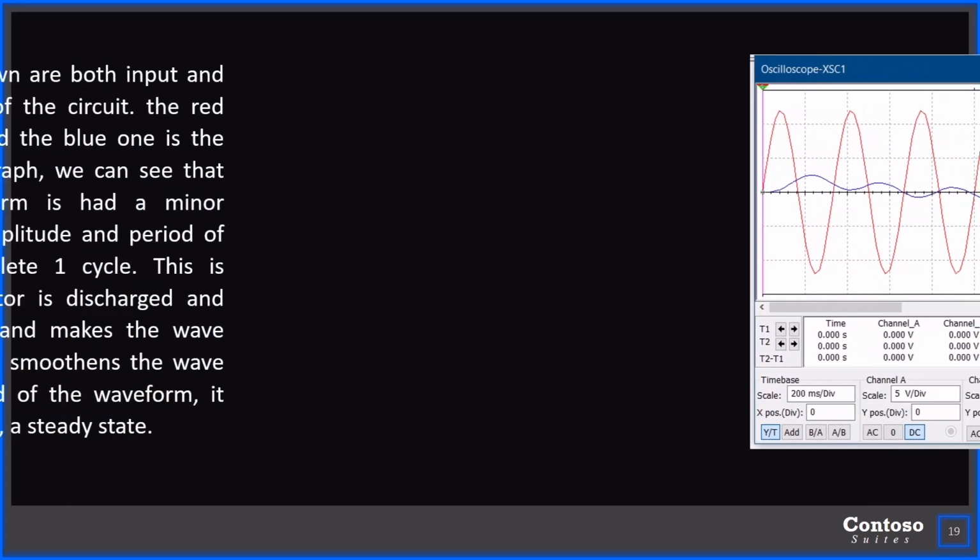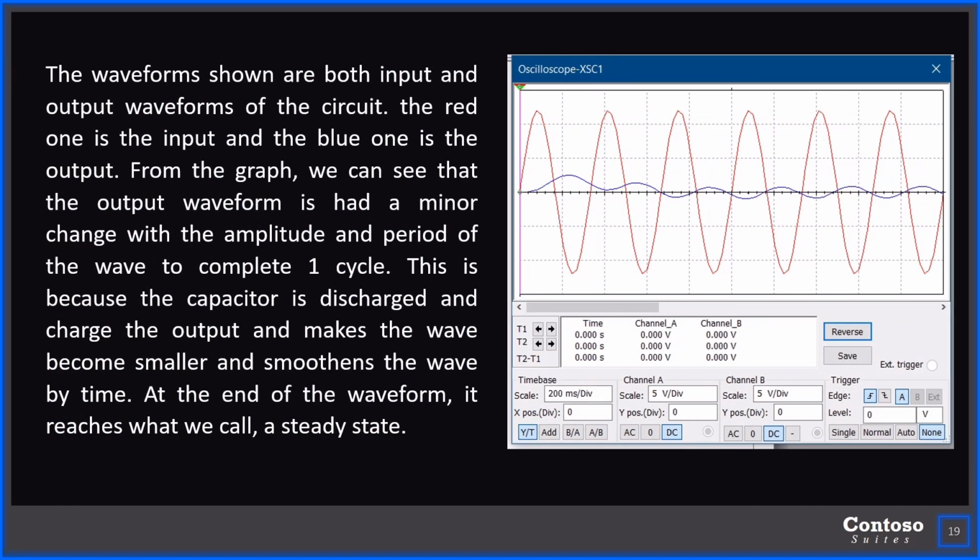Now here is the result of the oscilloscope. The waveforms shown are both the input and output waveform of the circuit. The blue one is the output waveform and the red one is the input waveform. It is constant and regular. About the blue one, it is a little bit irregular because it has gone through the smoothing circuit and it has gone through the smoothing process.